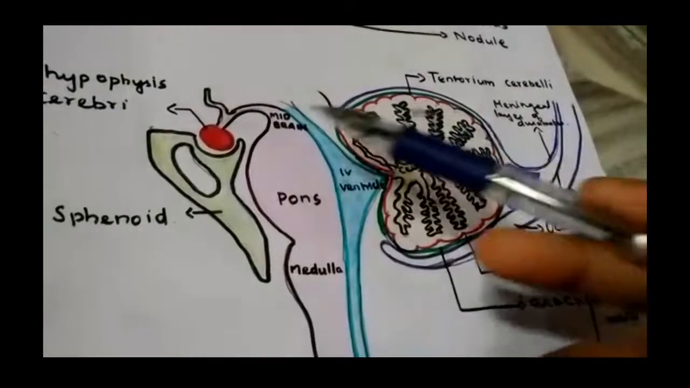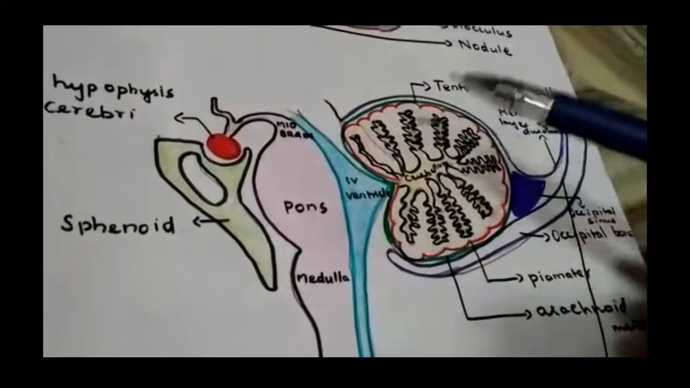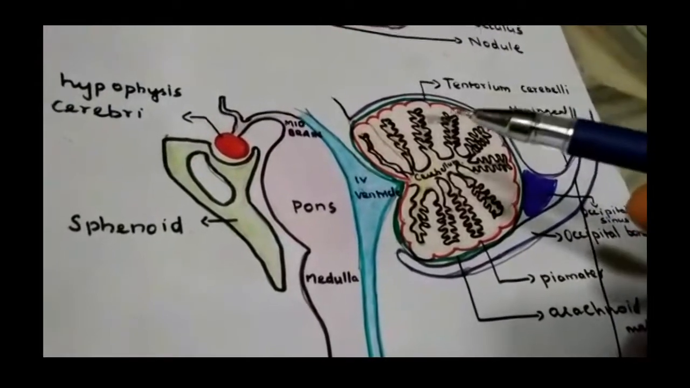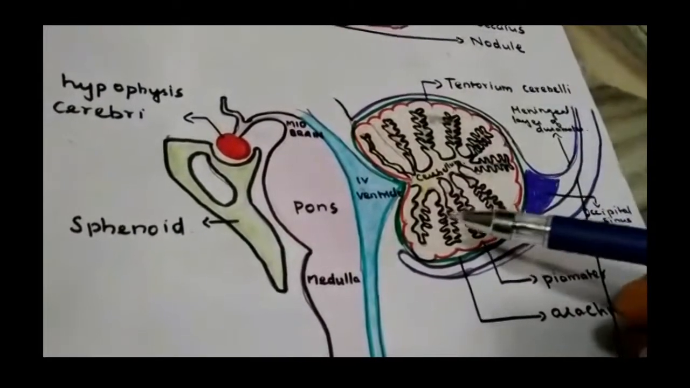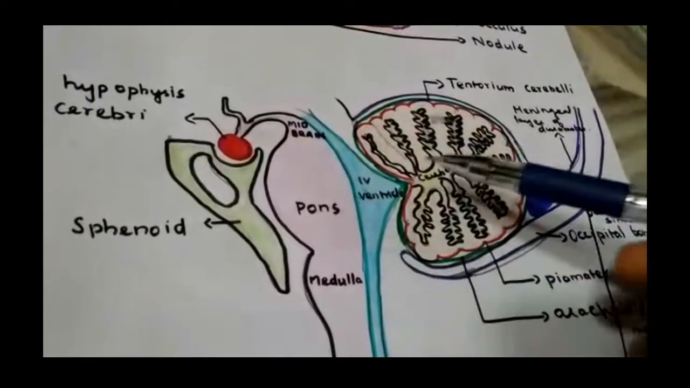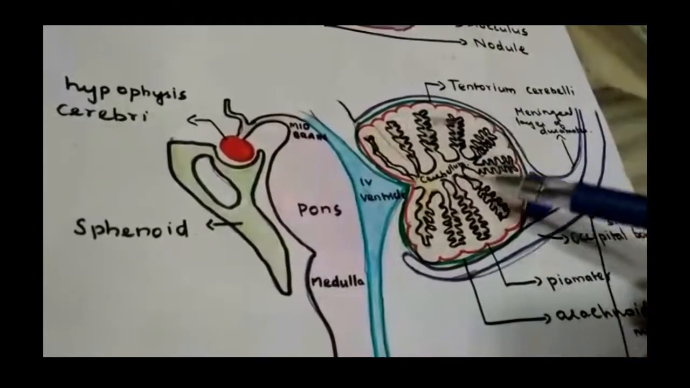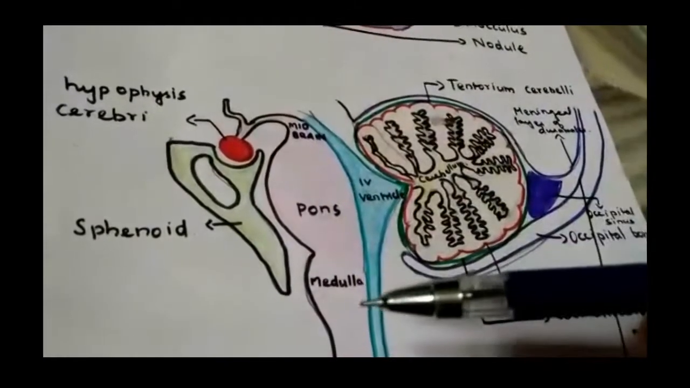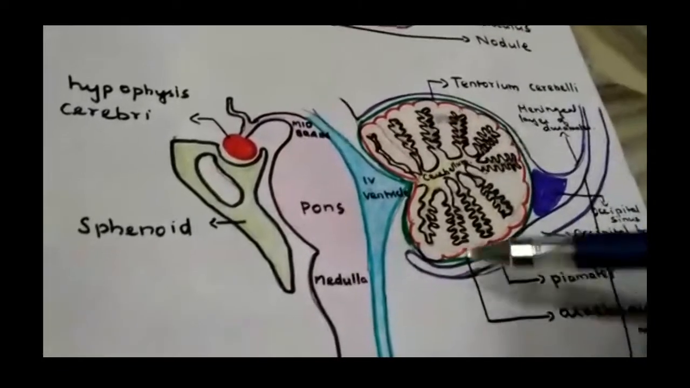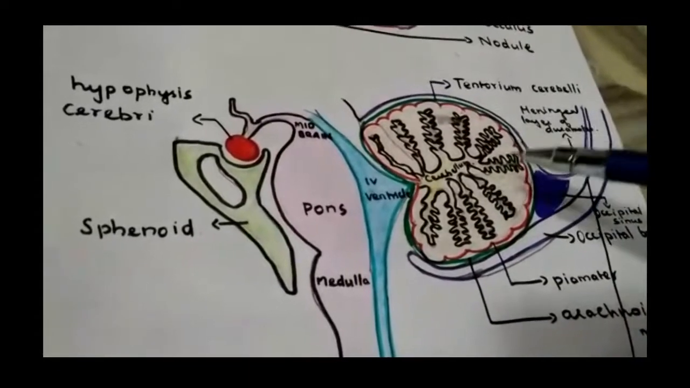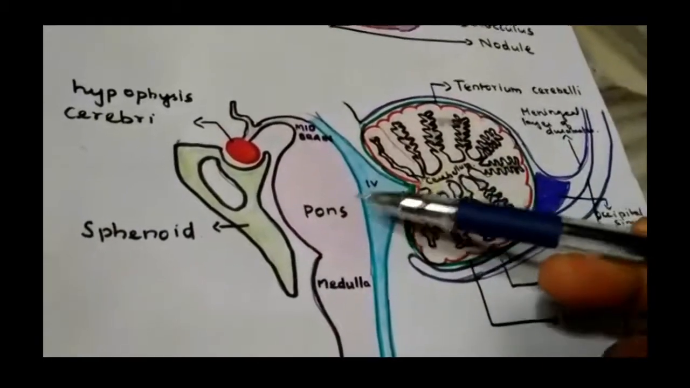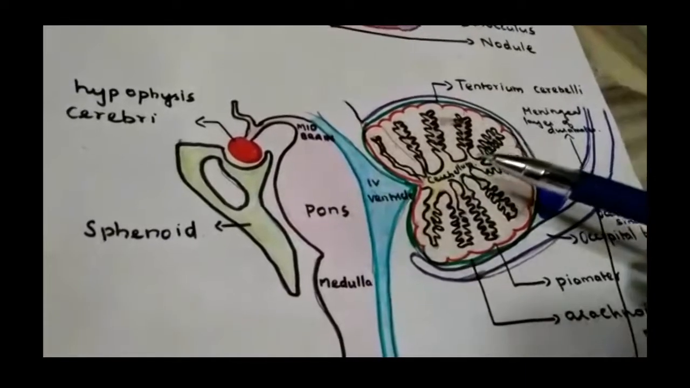It is situated in the posterior cranial fossa. The skull has three cranial fossas: the anterior cranial fossa, middle cranial fossa and the posterior cranial fossa. The posterior cranial fossa accommodates the brainstem and the cerebellum. It is composed of three bones, that is the occipital bone and two temporal bones. So the cerebellum is located behind the pons and the medulla oblongata.